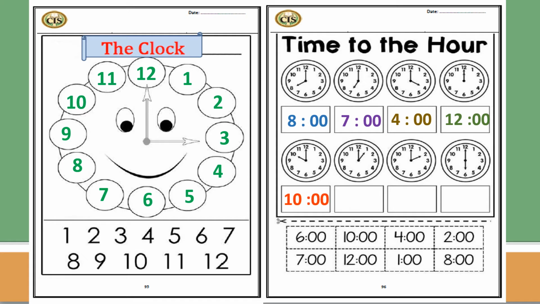Here, the short hand points to 1 and the long hand points to 12. In digital form, it means 1, 0, 0. Here, the short hand points to 2 and the long hand points to 12. It means 2, 0, 0. The last clock here, the short hand points to 6 and the long hand points to 12. It means 6, 0, 0.